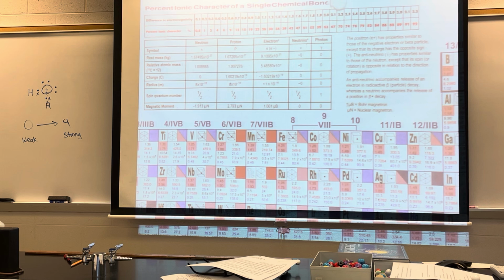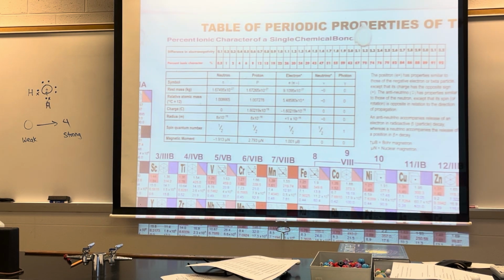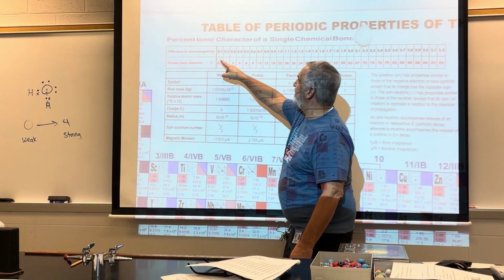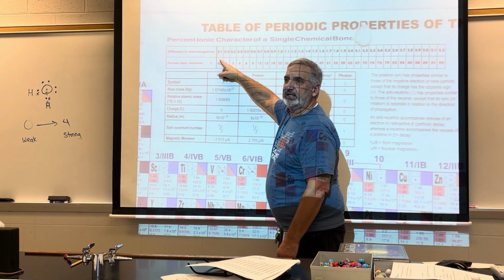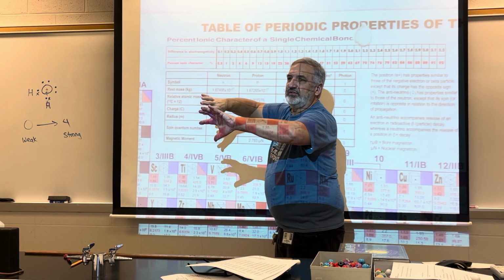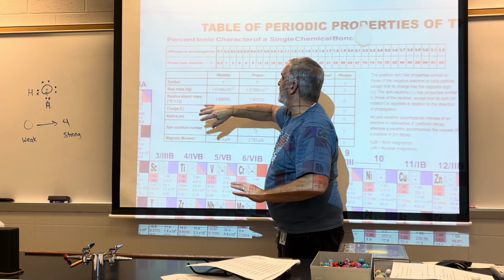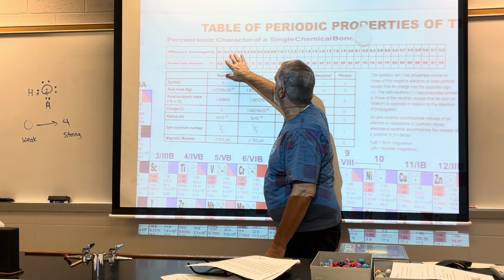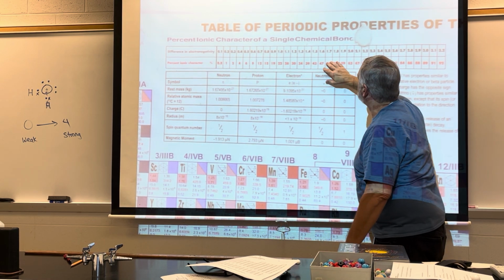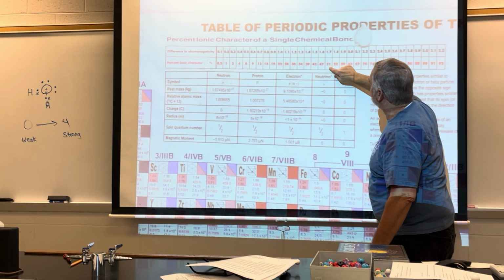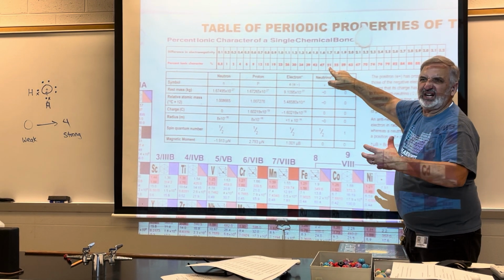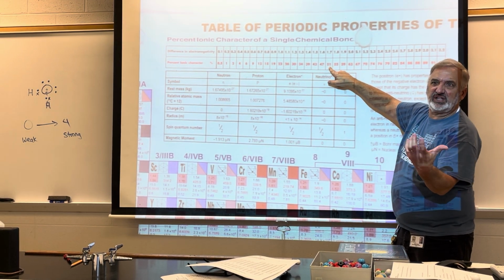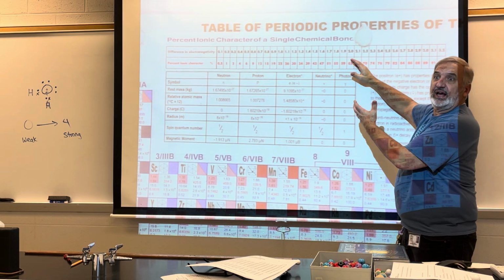If you look at the back, we have our difference in electronegativities between the two atoms that are bonding. Those values are all given on that periodic table, but if you look at the differences, once the difference gets above 1.7, it's more than 51% ionic. It's more ionic in nature than it is covalent, so we would call it an ionic bond.